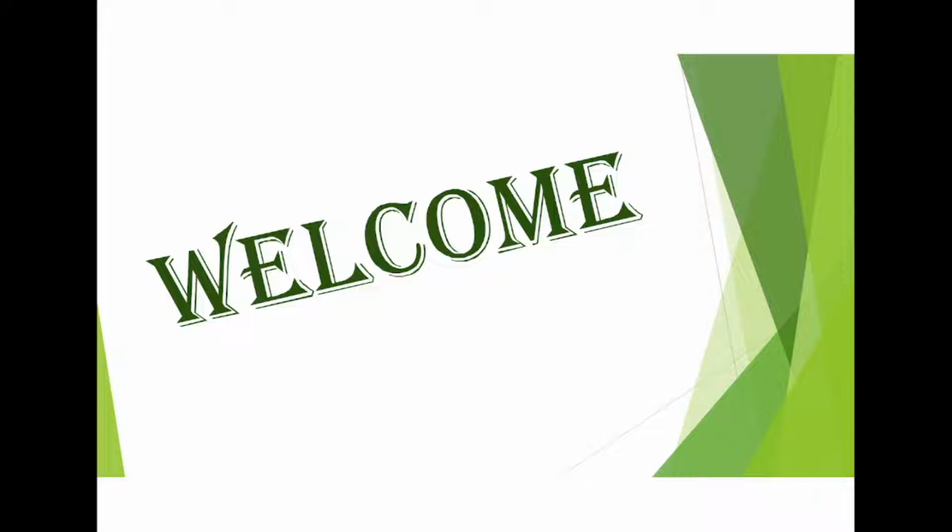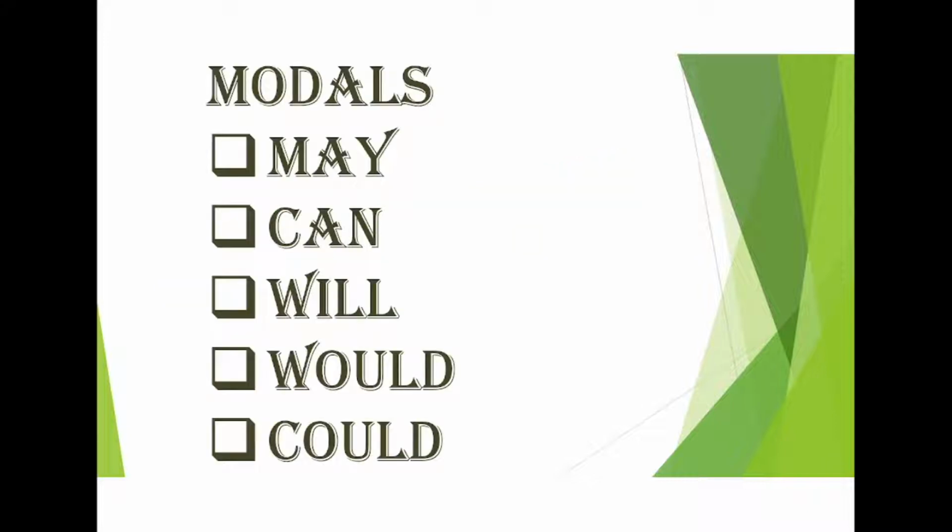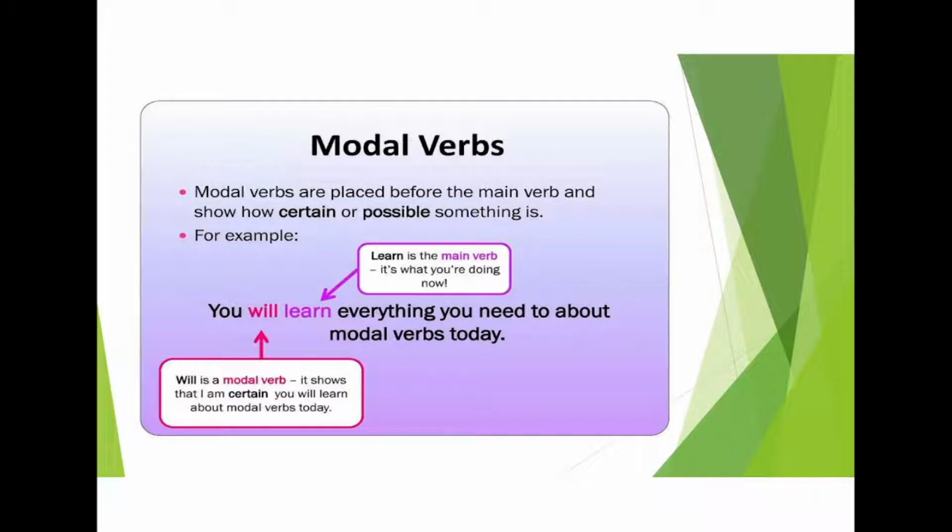Yes dear viewers, today we are going to talk about modals. Now what are actually modals? Modals are the words like may, can, will, would, could. They are modal verbs that are placed before the main verb and they show how certain or possible something is. Okay? Basically, it is not related to your grammar function, because everywhere these modal verbs will be used after the subject. But you have to understand in which situation you are going to use which modal verb.